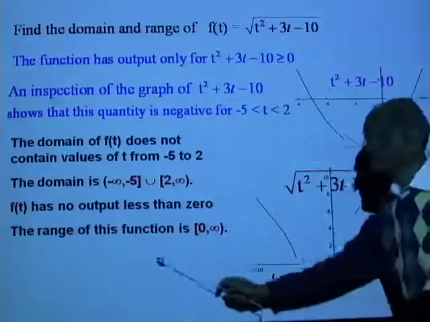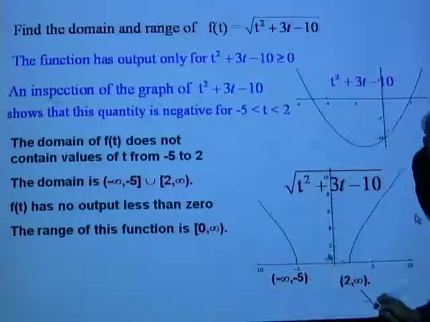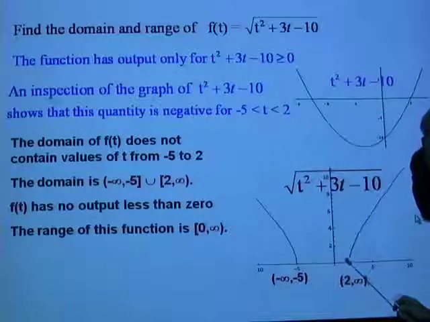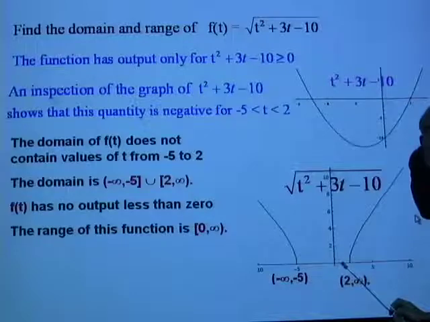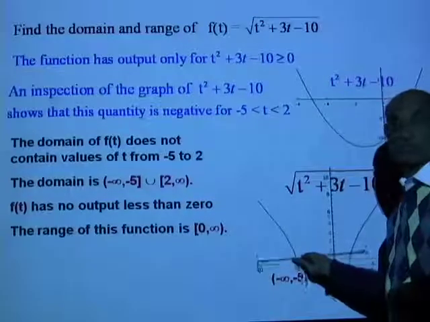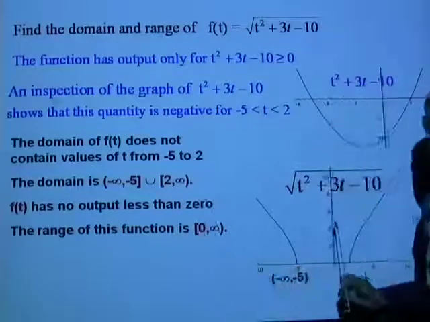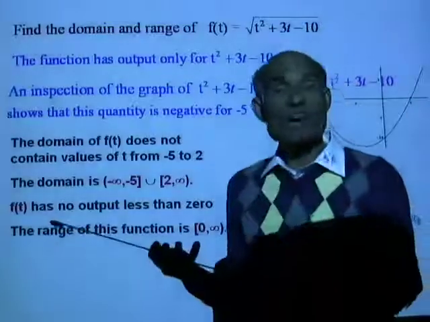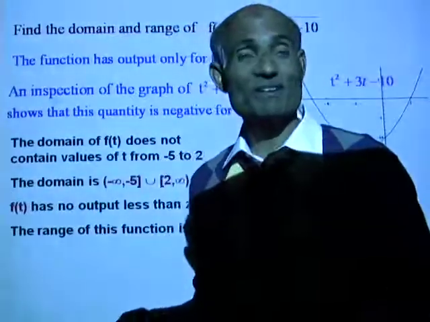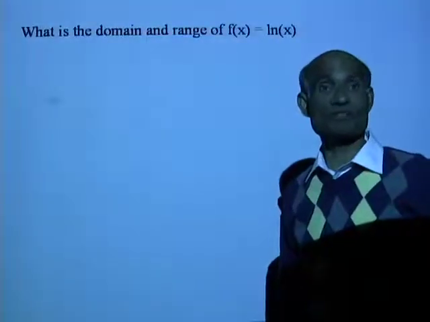So once again, the domain is negative infinity to negative 5, union 2 to infinity. No numbers between negative 5 and 2 are in the domain. And the range can be 0 and anything greater than 0. That is the range of the function. That means looking at the graph of a function, we can determine the domain and range of a function. That's a neat way to determine the domain and range of functions.